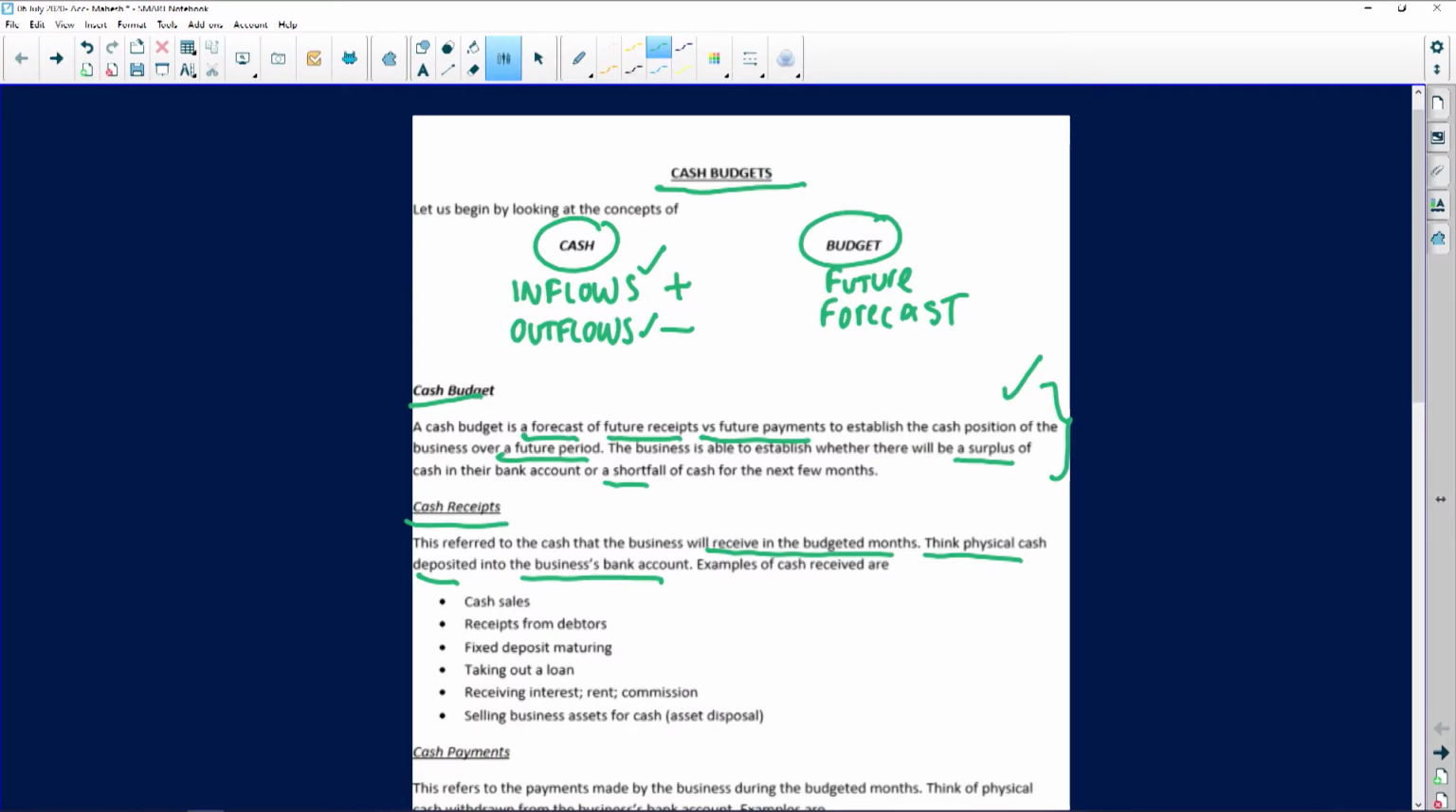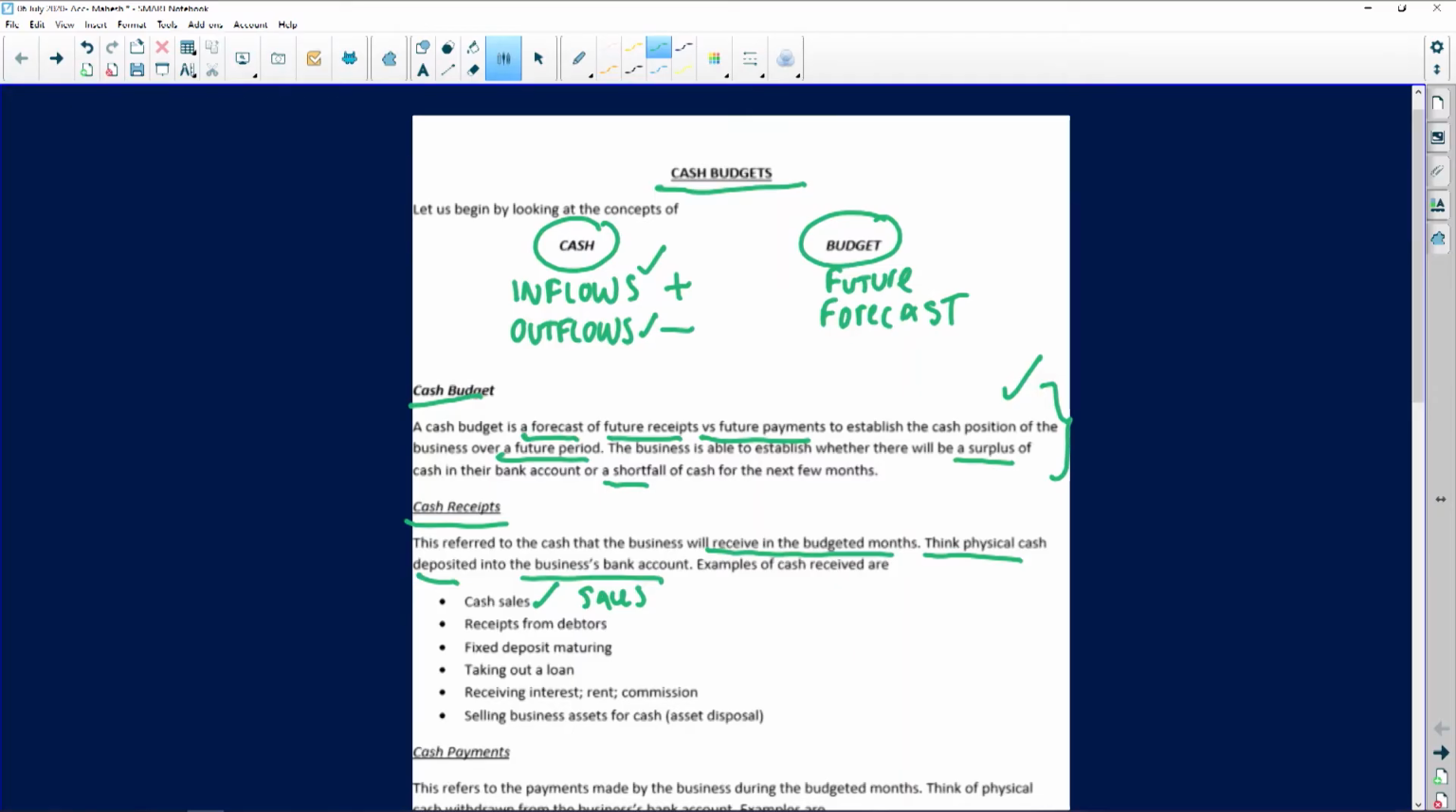Examples of cash received are cash sales. Notice I'm not using the word sales, but rather cash sales, because remember, a business can also sell on credit. So when a business sells on credit, obviously the business is not receiving money at that point in time.